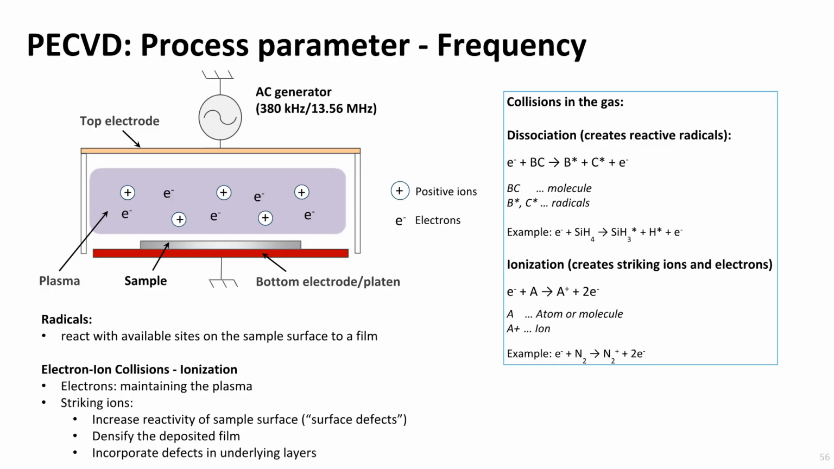The function of striking ions is not that simple. Striking ions bombard the sample surface and thereby transfer energy to the sample surface and create some defects. These surface defects are also called the active sites. The ion bombardment also assists in densifying the deposited film. Unfortunately, they can also incorporate defects in underlying layers. This is usually not a problem, unless thin layers of III-V materials are deposited.